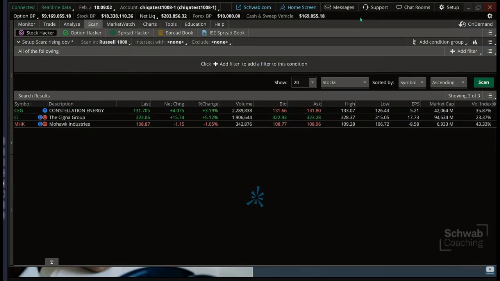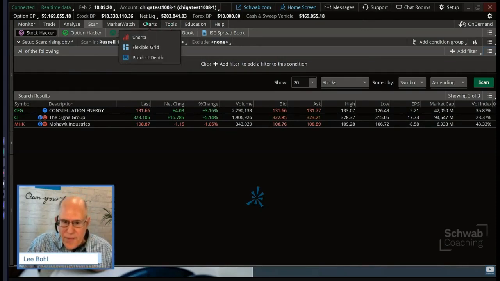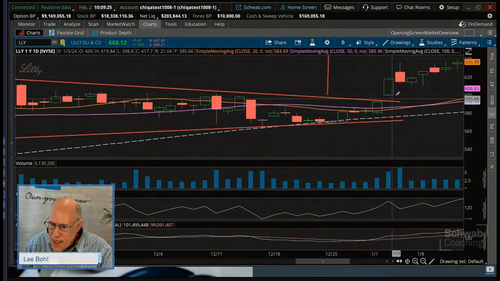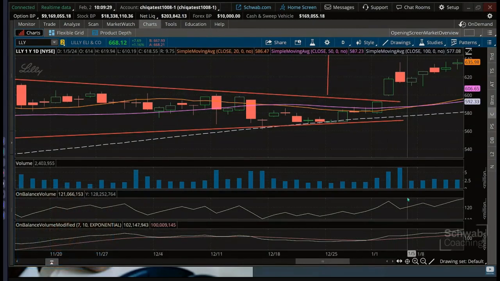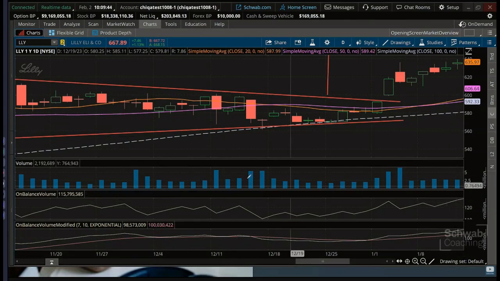ThinkScript is great, but not everybody wants to learn it. So if you can use the condition wizard, you can do an awful lot without any coding. And that's what we're going to attempt to do today. So let's go back to that Lilly chart for a second. Look how when the stock is really moving, the unbalanced volume tends to go up. And of course, it's going to drop on a down day, but we're going to try to fix that a little bit. So we want a rising unbalanced volume line, to give some support.